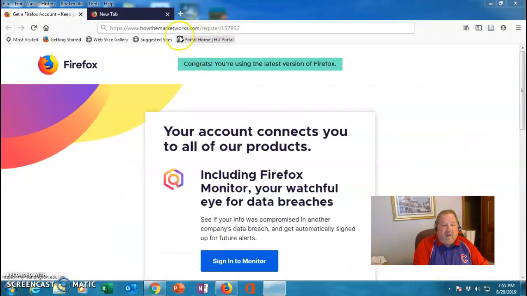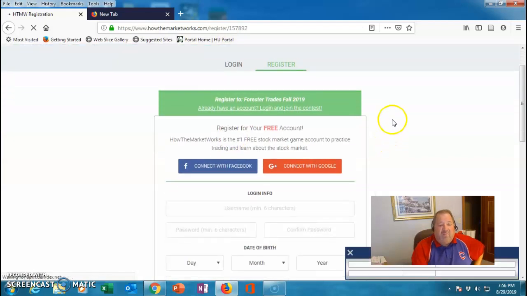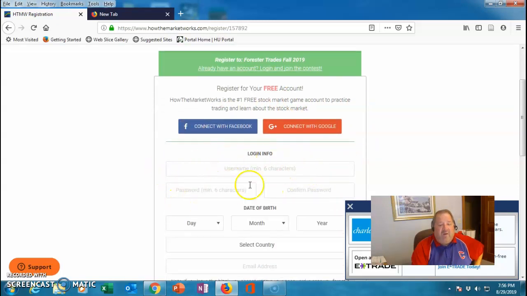So to register, copy and paste that link into your browser and go to the website by clicking enter. And you will come to a page that looks like this. Now you can register for a free account by either using Facebook or Google, or you can input the information. And this will register you for the Forrester Trades Fall 2019 contest.